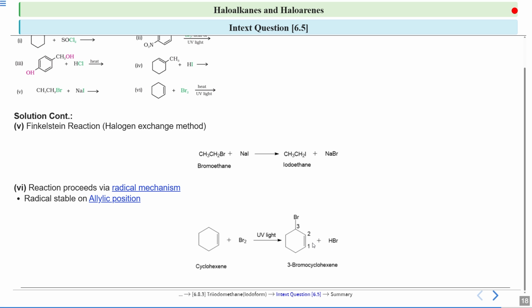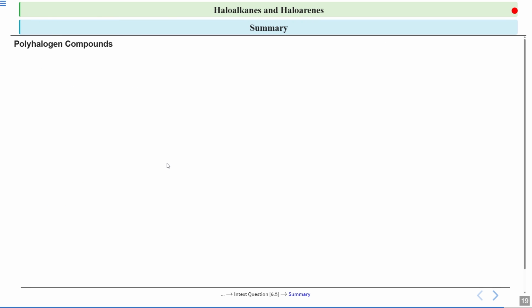So these are the reactions along with their major monohalo products that you have seen for each part of this question. Okay, let's talk about the summary. What have we covered today? Firstly, we focused on polyhalogen compounds. They are the carbon compounds with more than one halogen atom, right? The carbon compounds containing more than one halogen atom are known as polyhalogen compounds.